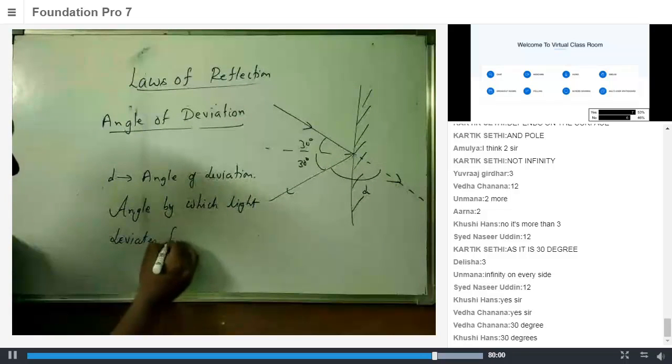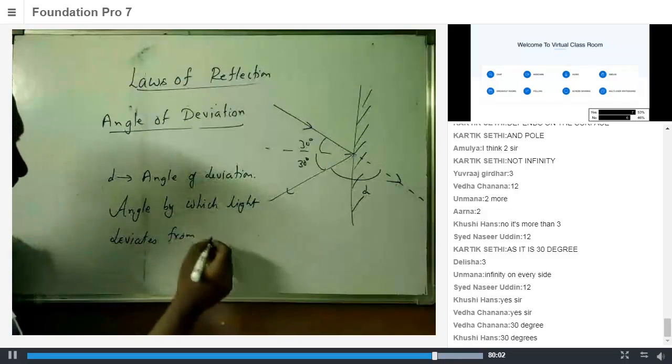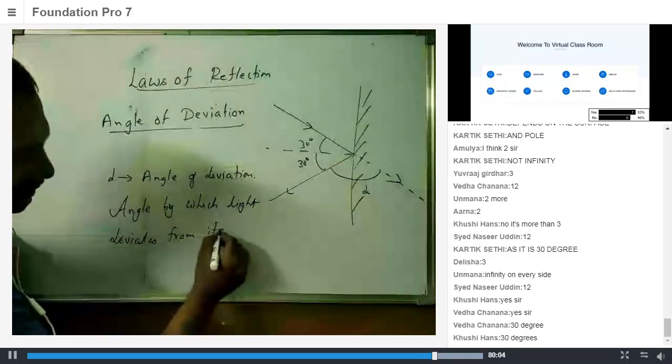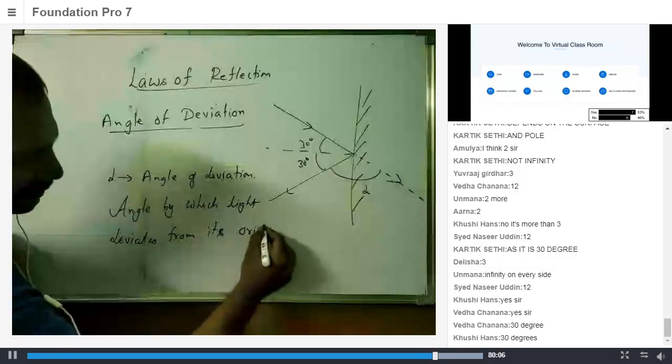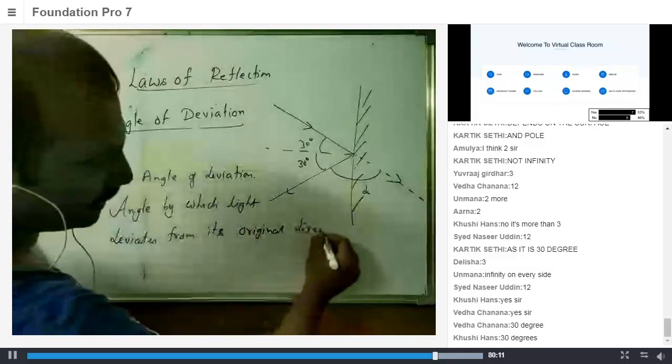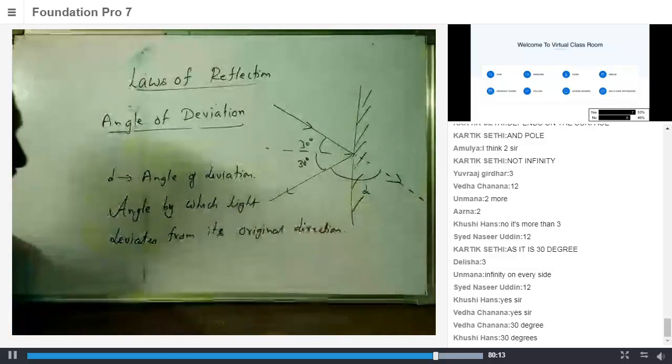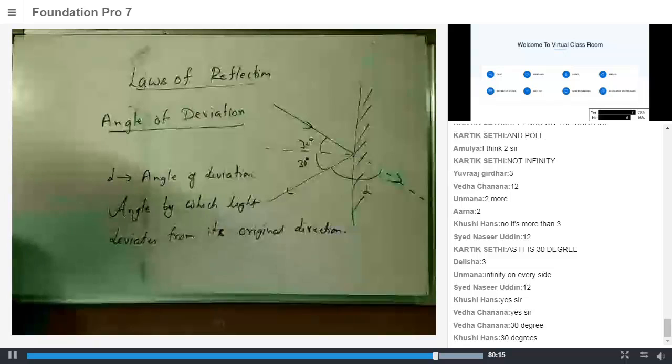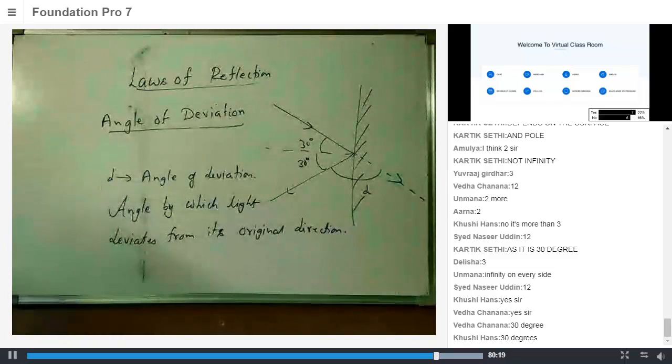So can we write that down? Yeah, please write it down. Is it under the third law? No, it's not a law. Only two laws. Okay. On original direction. So what is angle of deviation? Angle by which light deviates from its original direction. That's what is angle of deviation. Okay, you can take it down.